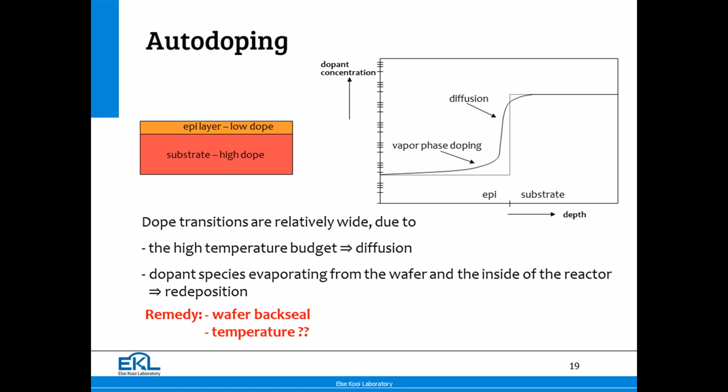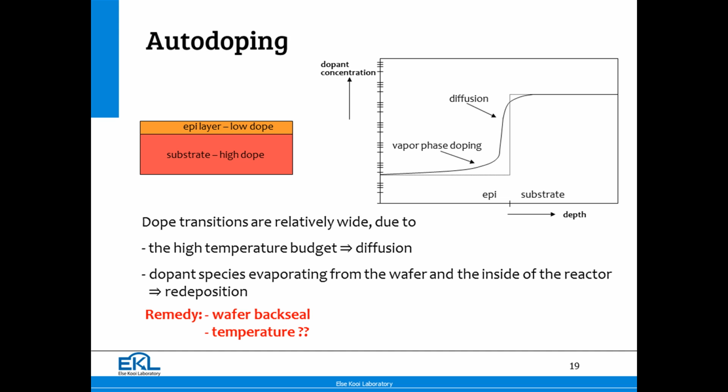Autodoping. Usually we like to grow a lightly doped layer. Here is the depth, here is the concentration on a log scale. We like to grow a lowly doped layer, high resistivity layer, on top of a heavily doped surface or on top of a buried layer. And in an ideal case, the dopant transition is straight. Well, that of course, at least in conventional epi, never happens.